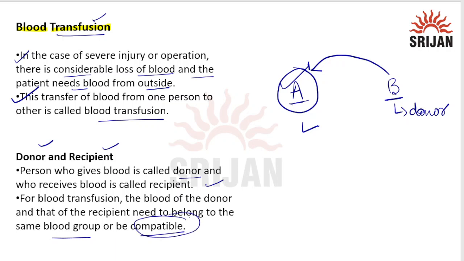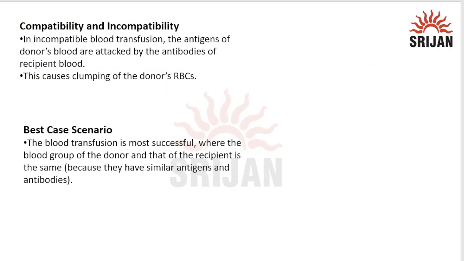Why compatible? Because an incompatible or different blood group will result in antigen antibody reaction, resulting in the clumping of the RBC and destruction of the RBC. Now comes the concept of compatibility and incompatibility. Suppose this is person A and this is person B. Whatever the blood group is of person A and person B, suppose this person B gives the blood to person A and there happens antigen antibody reaction. So that is the case of incompatibility. And suppose if there is a case where this person gives the blood to person A and there is no reaction, so that is known as compatibility.